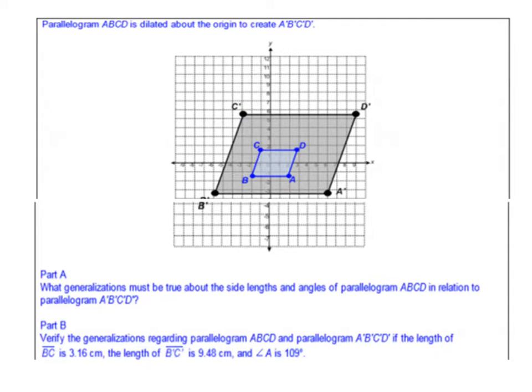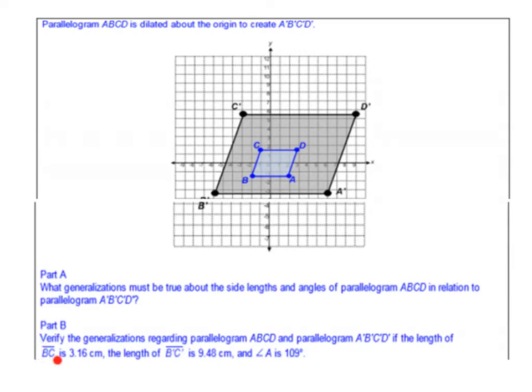Part A is asking us to look at this figure and answer two questions. The first one: what generalization must be true about the side lengths and angles of this particular parallelogram and its image? By generalization, we're not talking about a theory per se, but some general characteristics, and seeing what these two have in common. And then part B says we want to verify these generalizations by using, and it gives us, an angle.